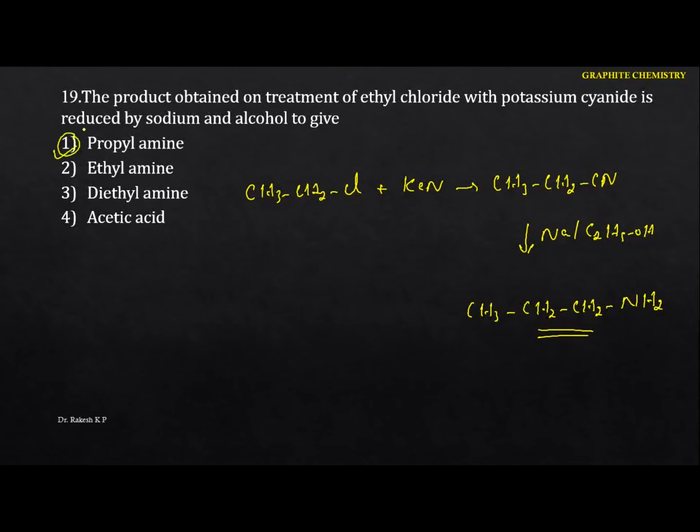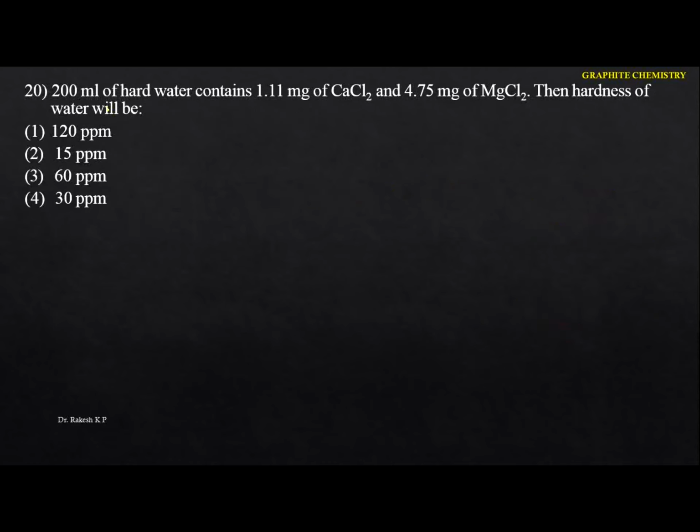Okay, so next one. 200 ml of hard water contains 1.1 mg of calcium chloride and 4.75 mg of magnesium chloride. Then the hardness of water will be, let me take this one here. One liter of hard water is equivalent to, I am going to write it in this form here.